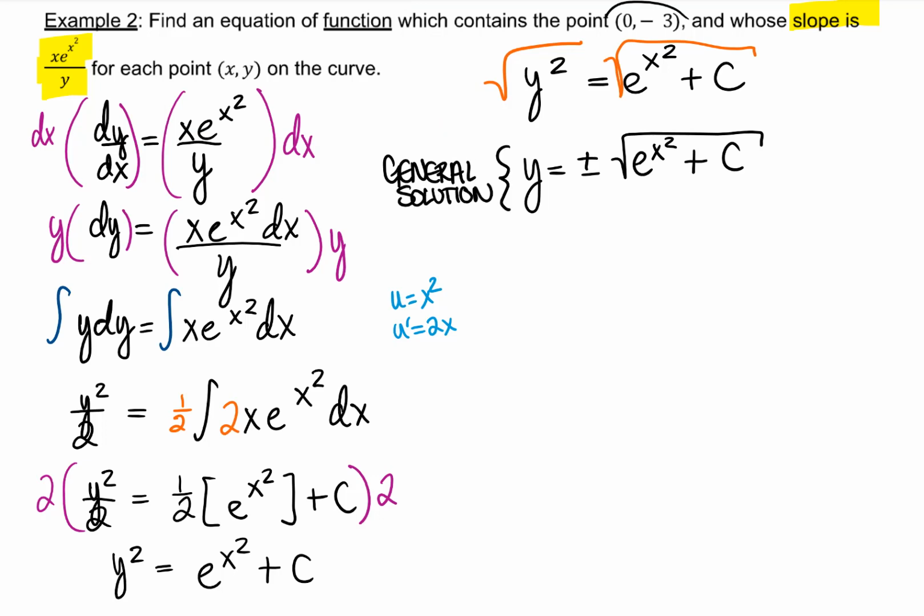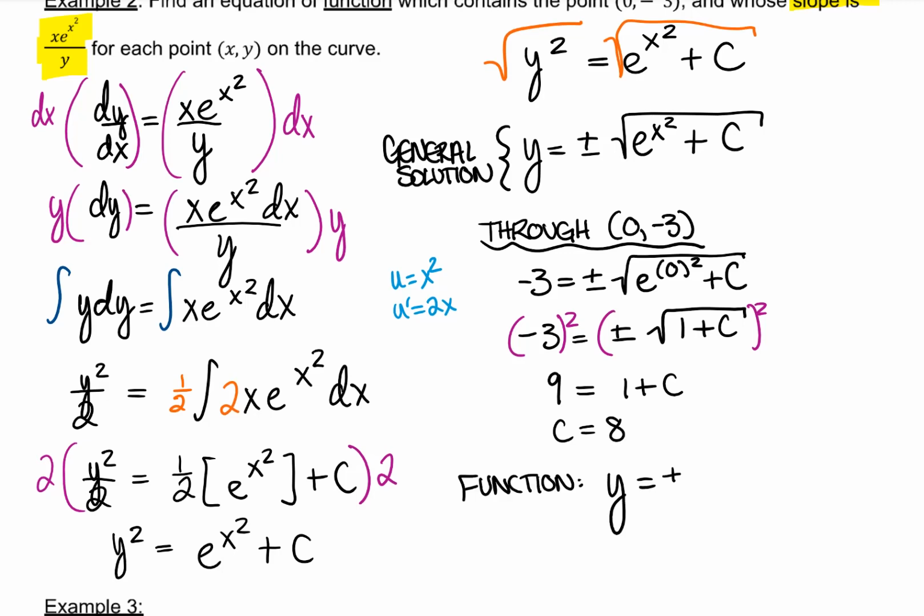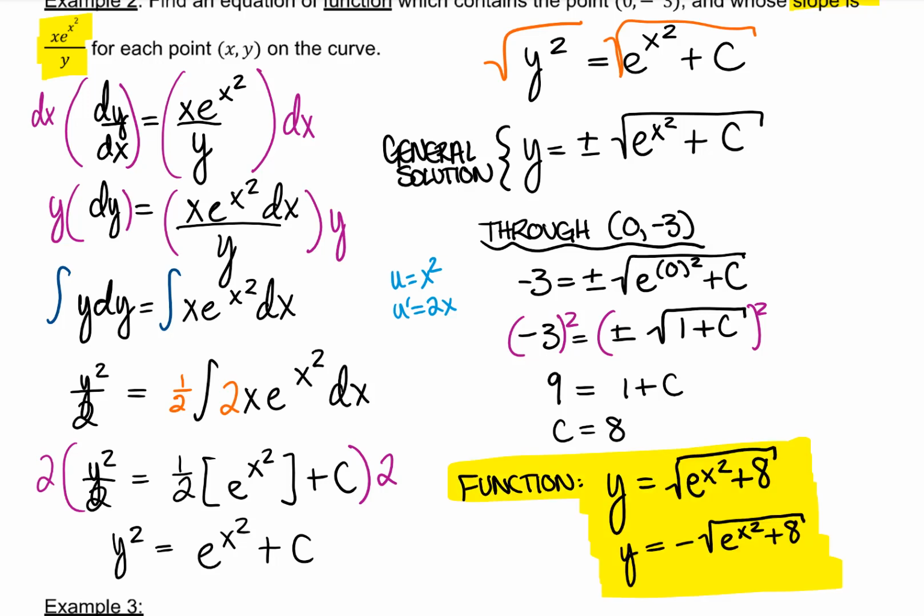To find our particular solution, going through (0, negative 3), we're going to need to solve for c. This makes our function y equals plus or minus square root of e to the x squared plus 8. Or here it is written as two solutions.